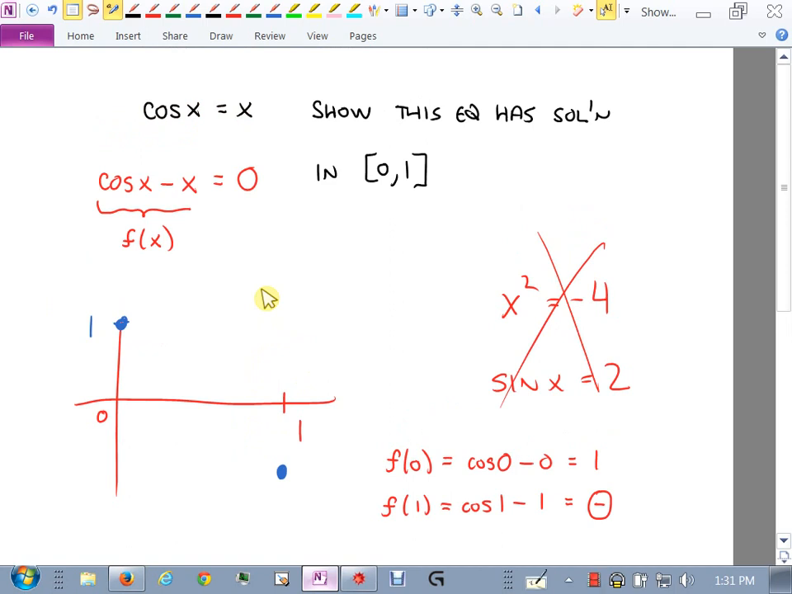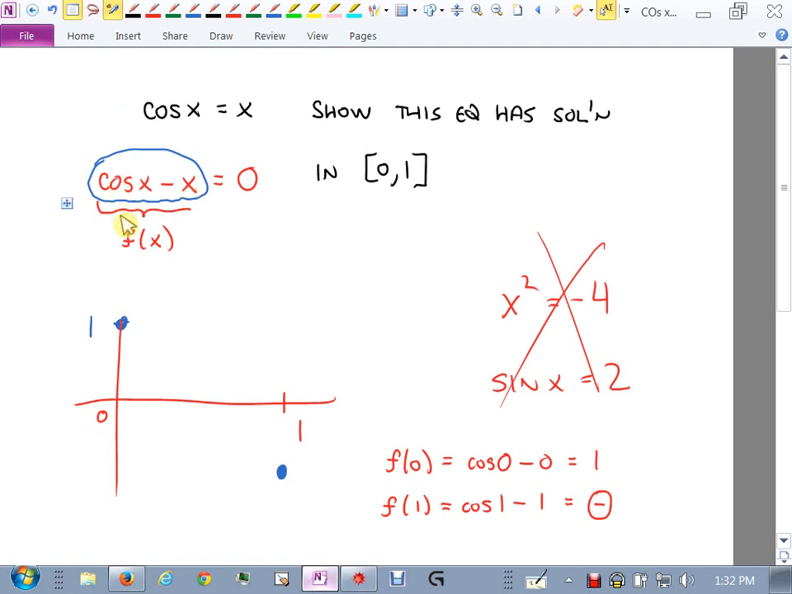Why is it that I know that between 0 and 1, this equation has a solution? Because this graph, the one I'm trying to draw in blue, has to go from this point to this point, right? And not only that, these are both continuous functions. Isn't the cosine function continuous? You draw it without picking up your pencil. And then I'm subtracting x. X is a polynomial, which is continuous also. We just said in previous notes, you take two continuous functions and subtract them, you still have a continuous function.